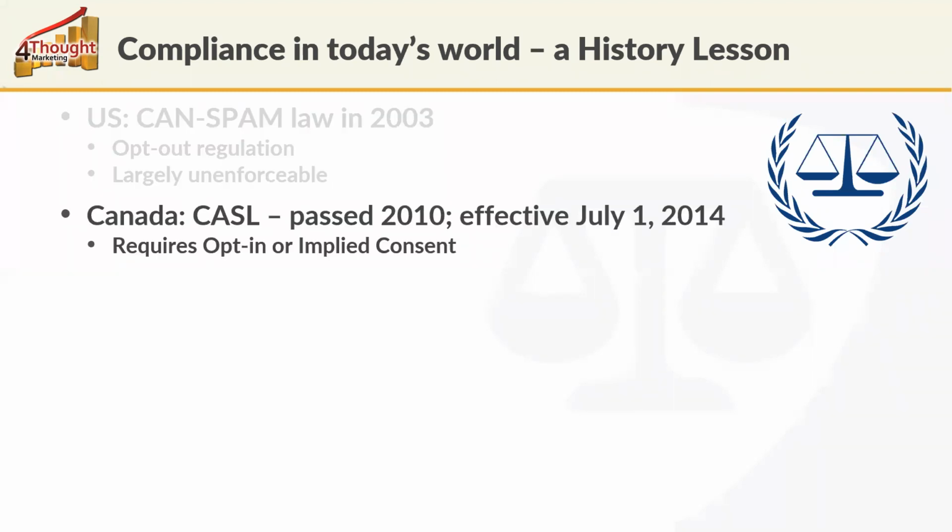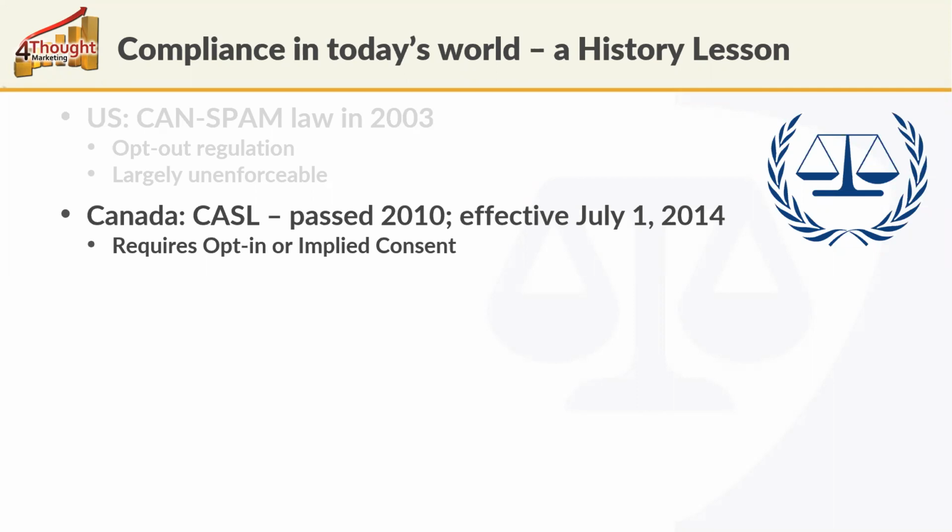The next law that came into being was in Canada. The Canadian anti-spam law passed in 2010, became effective middle of 2014. And the big difference here is that we went from opt-out to opt-in. What CASL did is it introduced the notion of implied consent, which means that not only can you receive electronic communications when you give explicit consent, but you can also imply consent by, for instance, downloading a white paper, submitting a form, attending a webinar or an event.